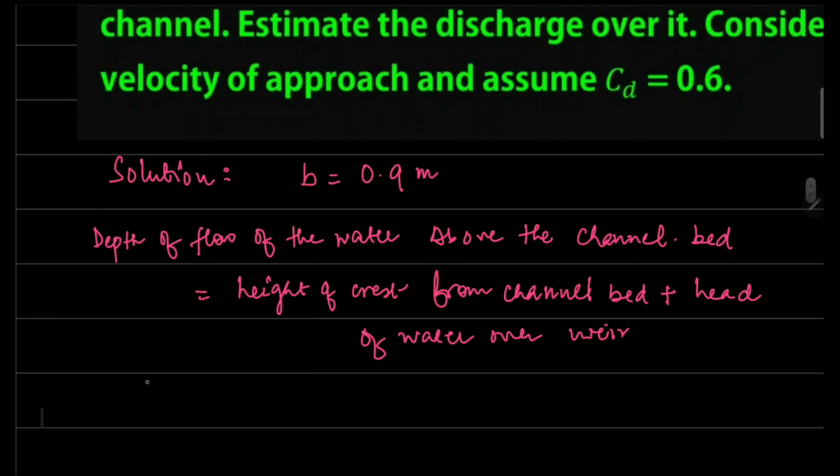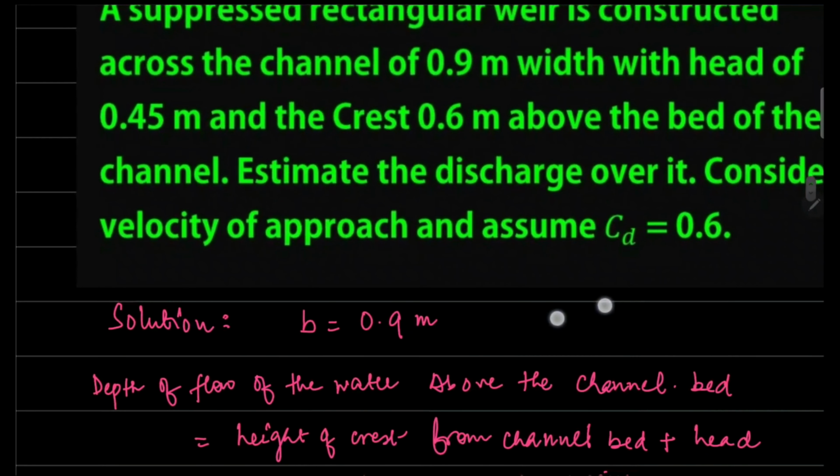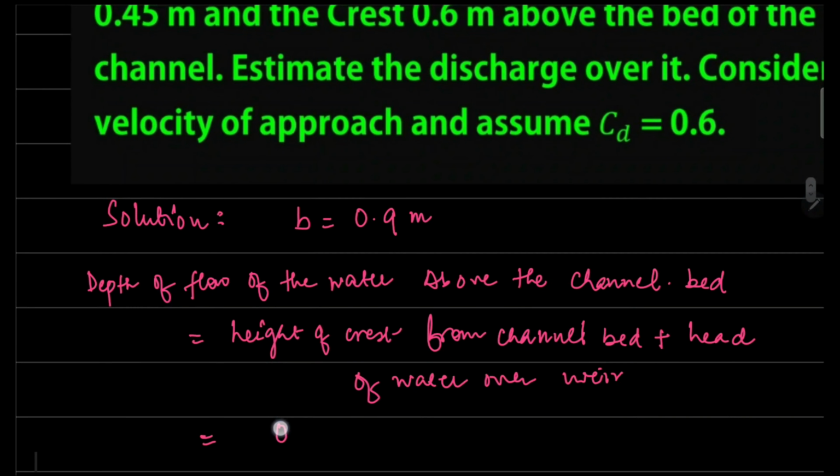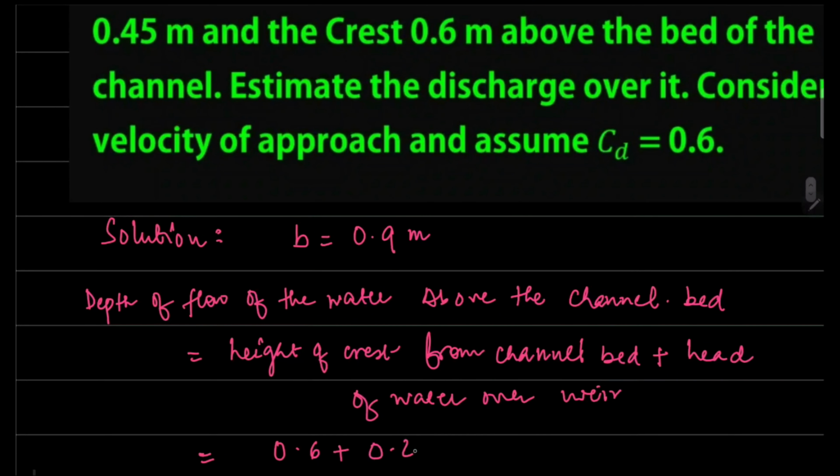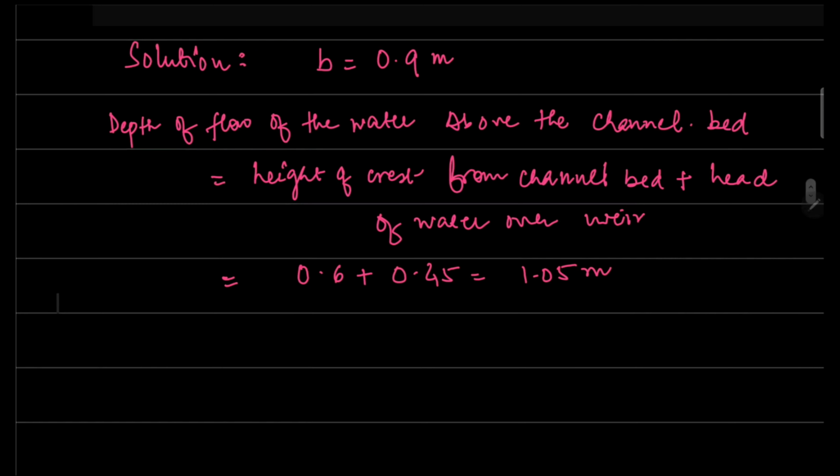So the depth we can say is coming out to be, the height of the crest from the channel is given as 0.6 meter and the head of the water is 0.45 meter. So this value is coming out to be 1.05 meter. So 1.05 meter is the depth of flow.